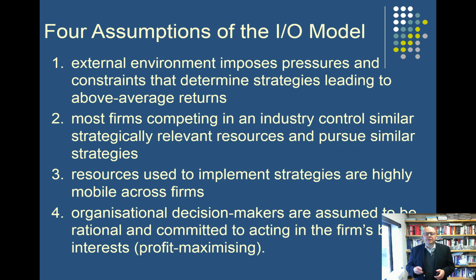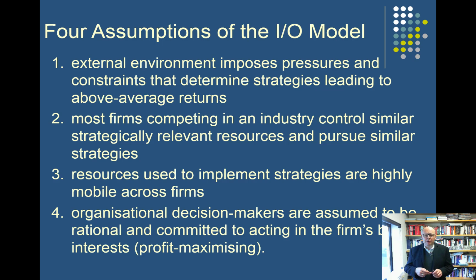The third assumption that the IO model makes is that resources needed to implement strategies are very mobile. That while a firm might control a resource, they only control it for a short period of time, and that resources can move easily within marketplaces to areas where they're needed the most. And so, again, if you're thinking about a resource strategy, a business strategy that's based on people as a resource, the assumption of the IO model would be that a new organisation looking to compete in that market could simply go out and buy the talent that they need to succeed.